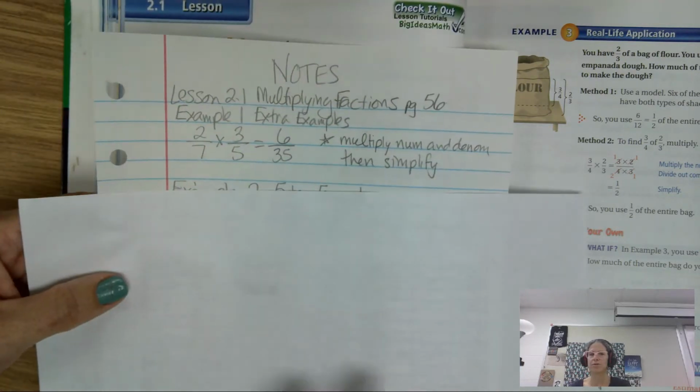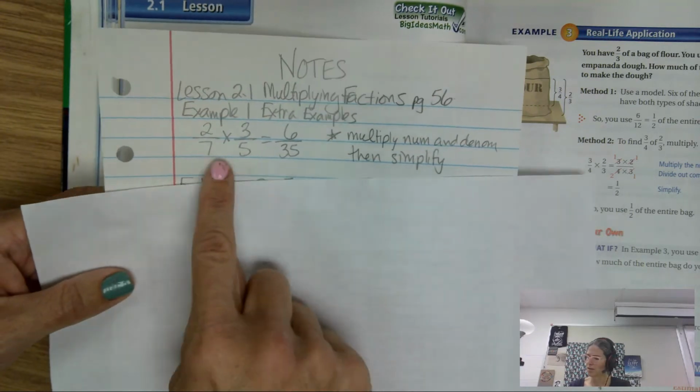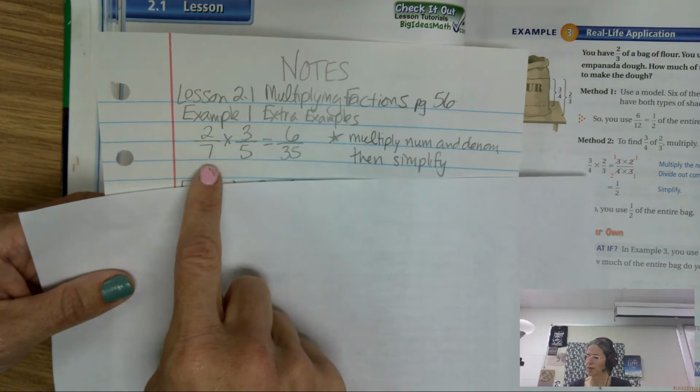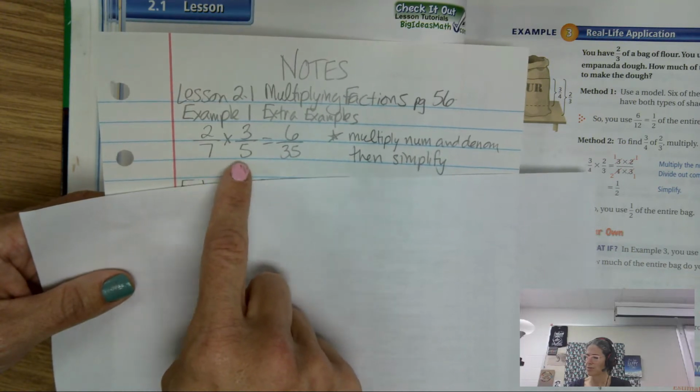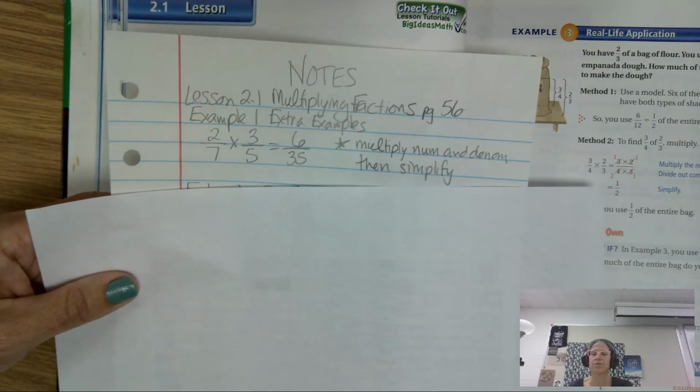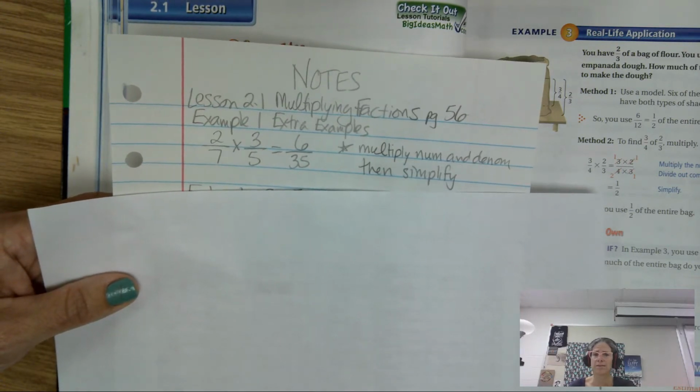So all you do when you multiply fractions is you multiply your numerators. 2 times 3 is 6, and you multiply your denominators. 7 times 5 is 35. They don't have any common factors, so I don't have to simplify anything. It's not an improper fraction. At 6/35, I'm done with that problem. That's it.